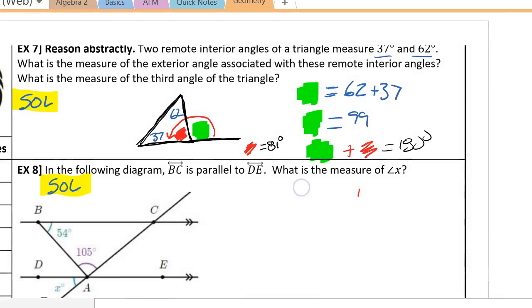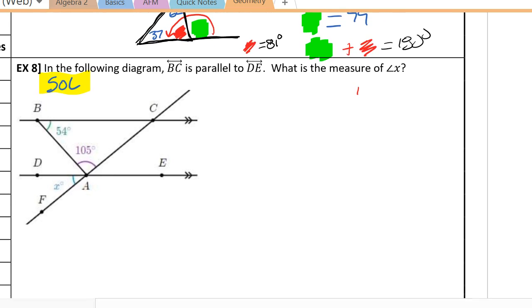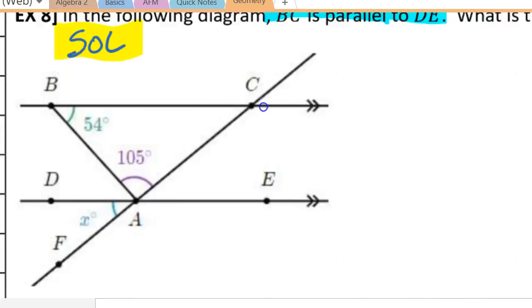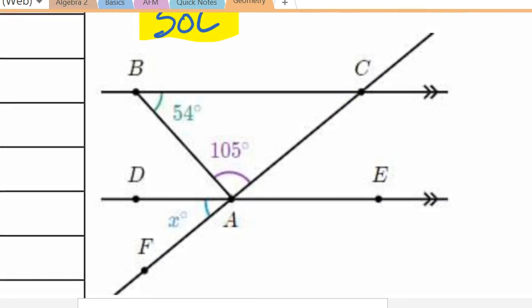All right. Example 8 brings back the idea of parallel lines. BC is parallel to DE. So zooming in on the picture, I see that I have two parallel lines cut by a transversal, which I'm covering here in red. So if these are my two parallel lines and they're cut by this transversal, this angle of 57 here is also 57 here by alternate interior angles.